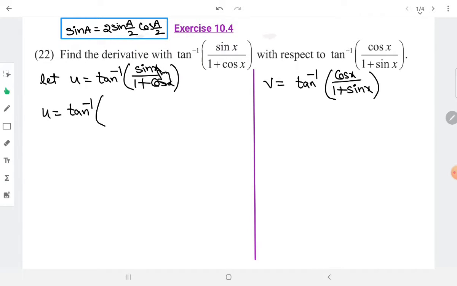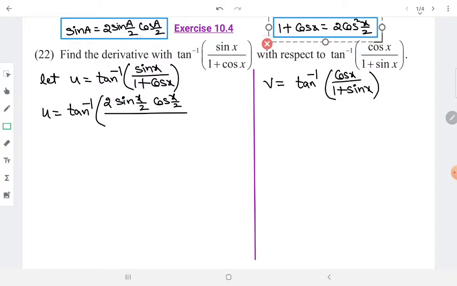But here it was sin x. So the formula for sin x can be written as 2 sin x by 2 cos x by 2, whole divided by 1 plus cos x. The formula for 1 plus cos x is 2 cos square x by 2. So this is the formula for 1 plus cos x.